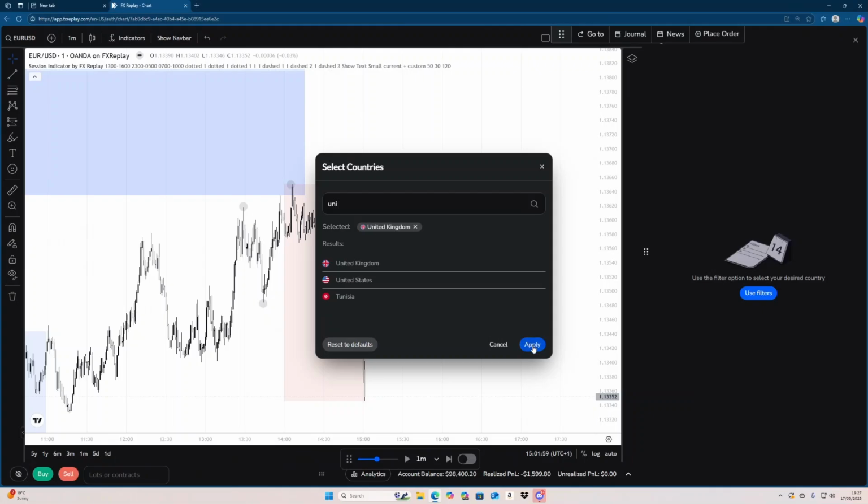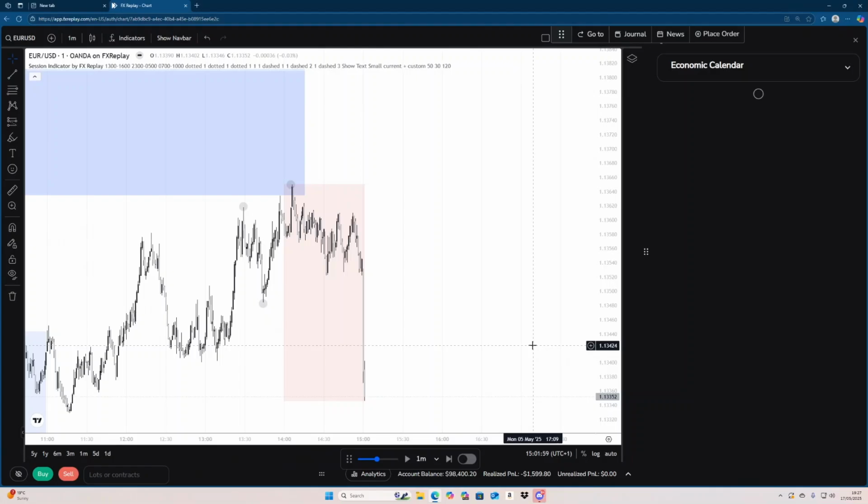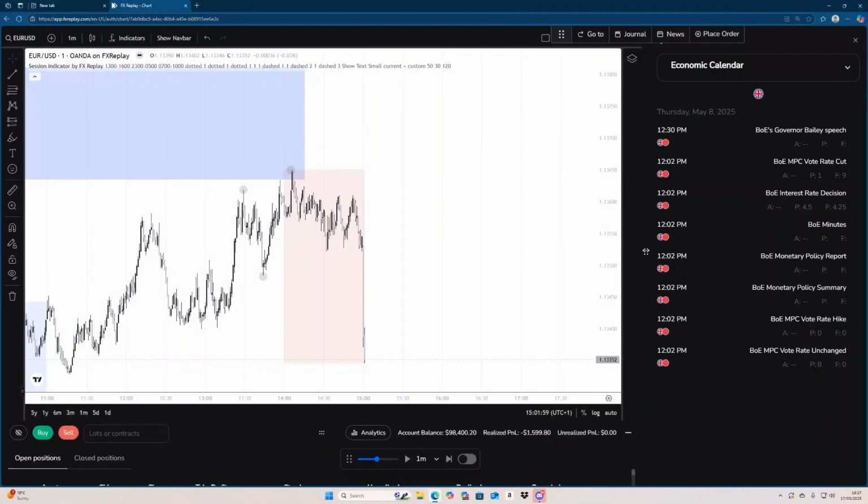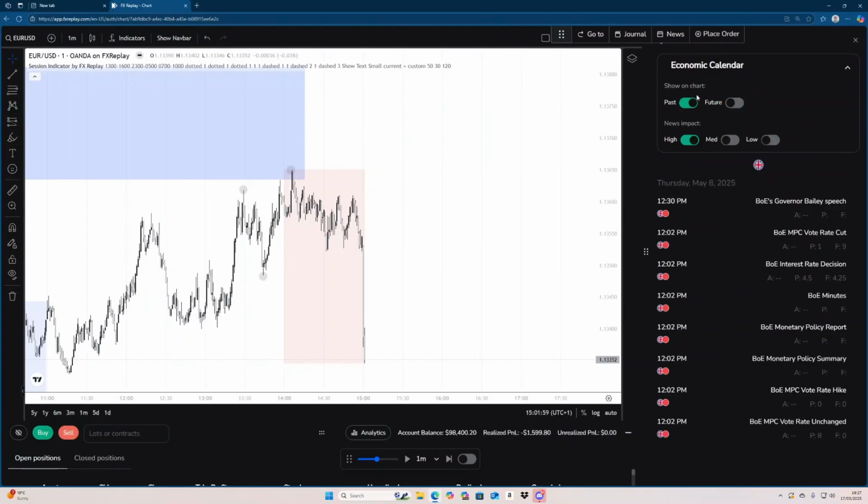Um, economic calendar again. What about news? If you select news again. No, those are the layers. What's this? Past, future, high. Or can you scroll up? No, you can't scroll up anywhere. Let me check my FX Replay.